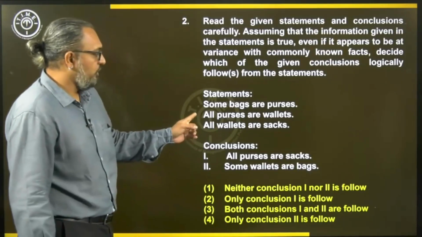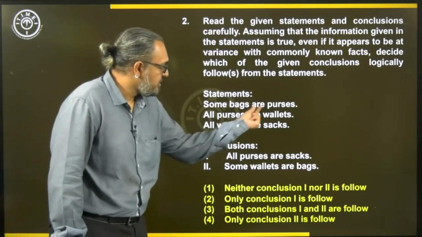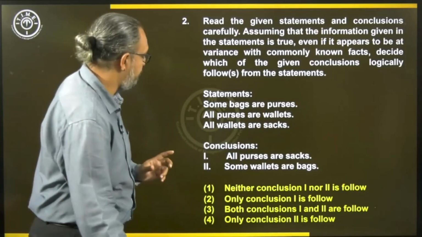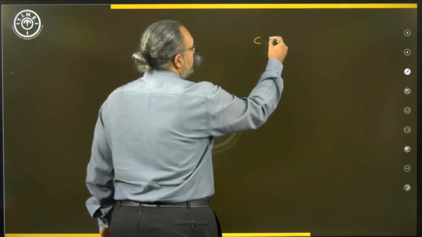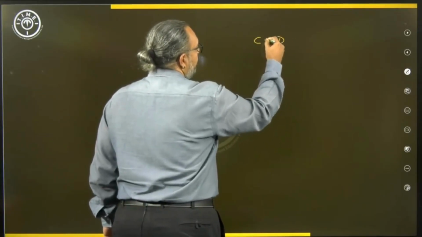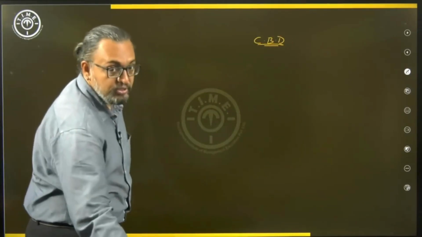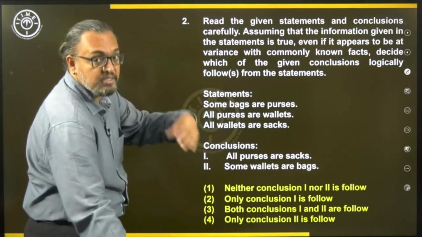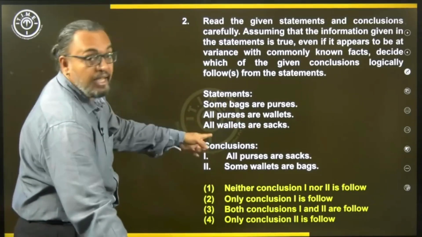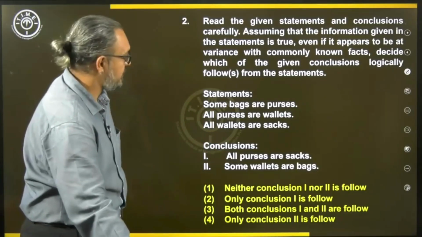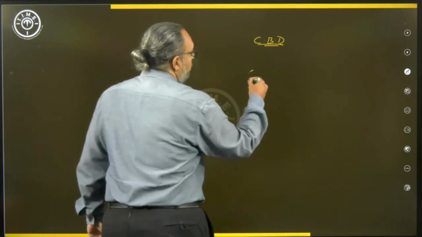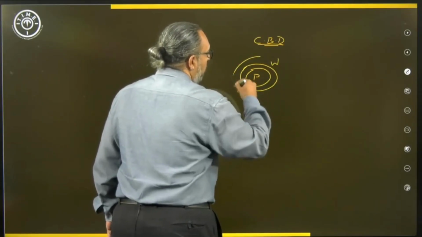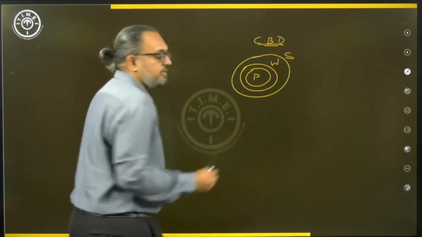So, again, we'll start with all. See, we have all purses are wallets, then all wallets are sacks. Correct. So, let's draw that first. So, we take the combined basic diagram. And we start with the second statement that says all purses are wallets, the complete purses inside wallets. And then I have the complete wallets inside sacks, correct? So we have all the purses are wallets and all the wallets are sacks.